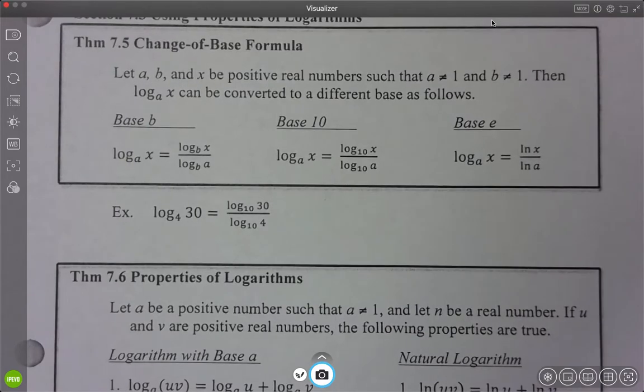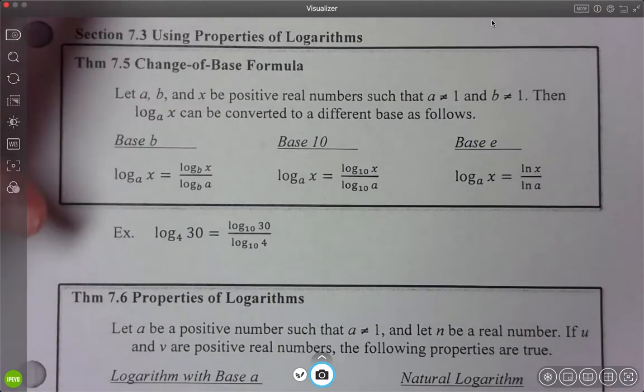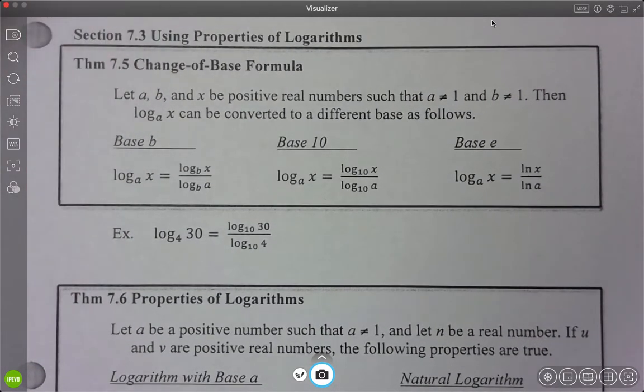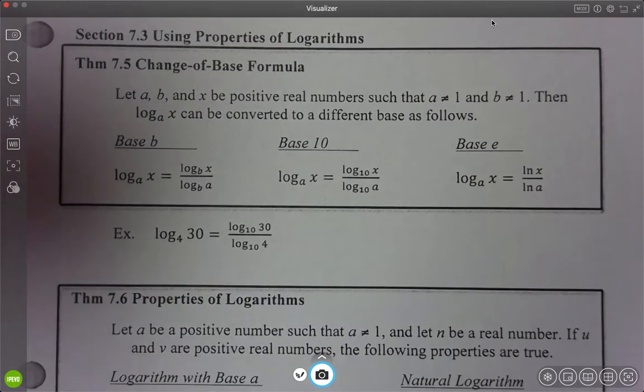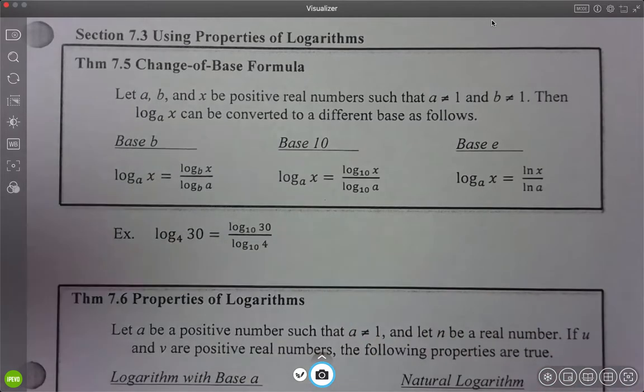I'm going to embed some problems into this video just to make sure that you guys know what you're doing, and then you're done with that. So the first thing that they talk about is a change of base formula.